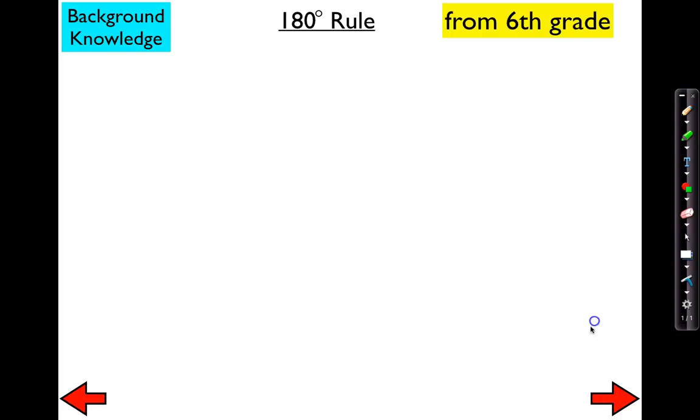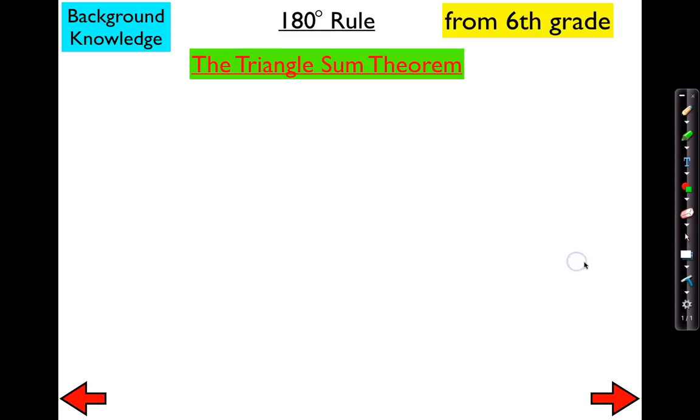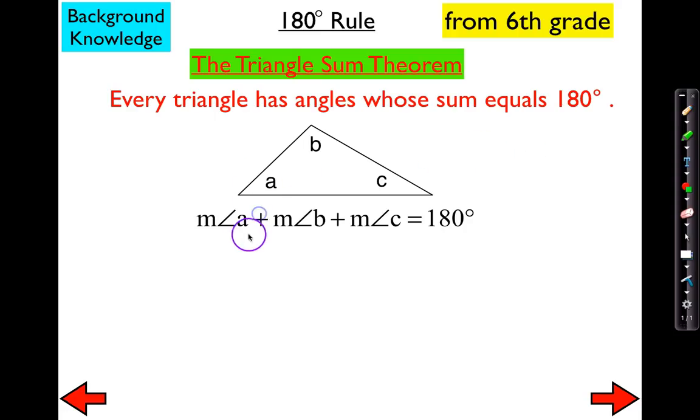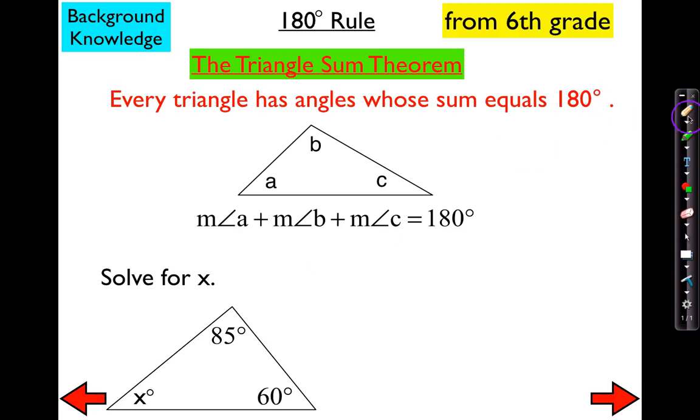Now, the 180 degree rule, this is something you learned from 6th grade, okay? We know that all the angles in a triangle add up to 180 degrees. So the measure of angle A plus the measure of angle B plus the measure of angle C is 180 degrees. So solve for x. In this case, I know all of them added up should equal 180 degrees. So let me quickly show you.